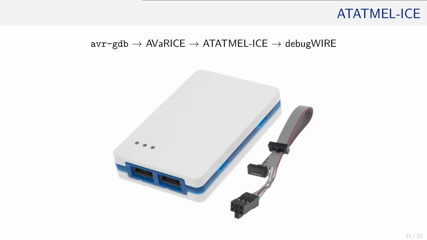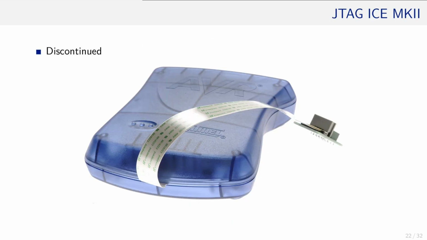Alternatively, it makes the debugWIRE available in ATmega Studio, the development environment for Windows. This ATmega ICE is the successor of the quite popular JTAG ICE MK2, which is still available in various online stores, either as second-hand original or as a more economical copy.